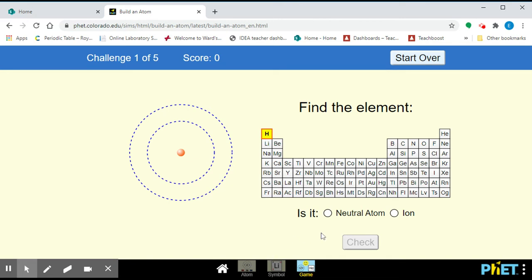And then it's asking me, is it a neutral atom or an ion? Well, remember, if it's a neutral atom, the number of protons and electrons are the same. Here we have 1 proton, but we have 0 electrons. There's 0 blue dots. So they're not equal. I have 1 proton and 0 electrons. It's not equal. This would be an ion.